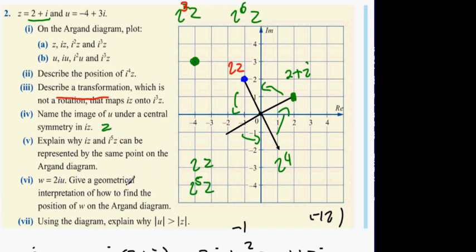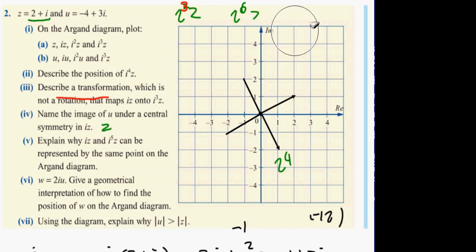Now, w equals 2iu. Give a geometrical interpretation of how to find the position of w on the Argand diagram. Well, to find w, we're just going to multiply 2i by u. So 2i multiplied by u, which is minus 4 plus 3i. If you look at u's original position, it's here, isn't it?